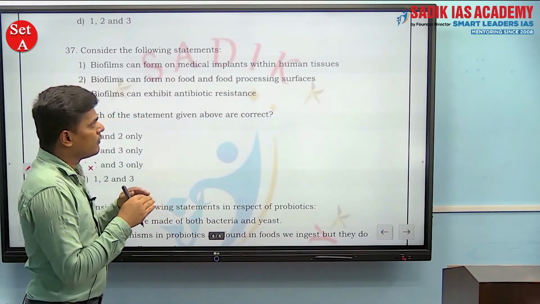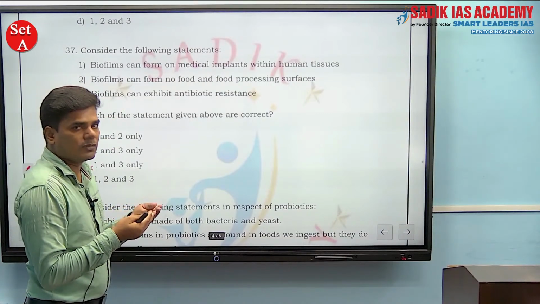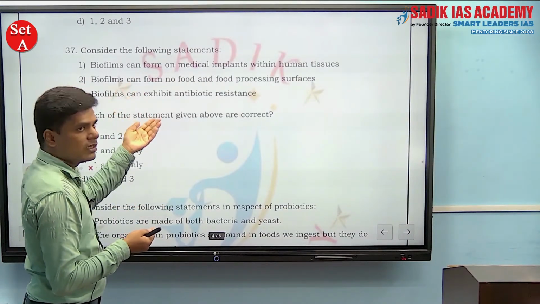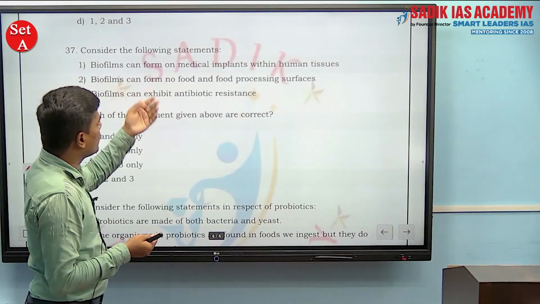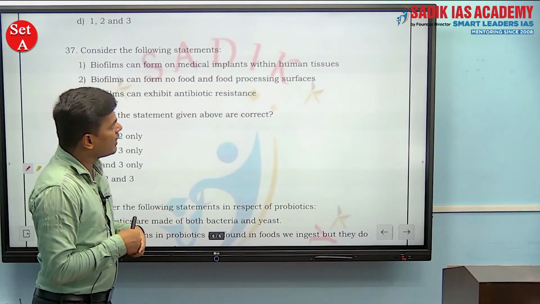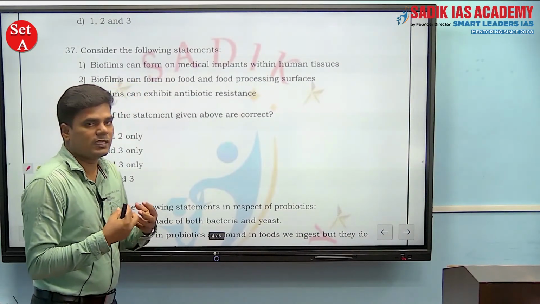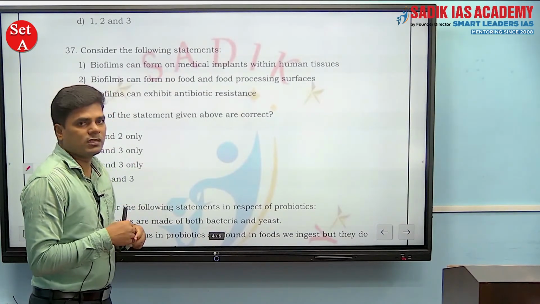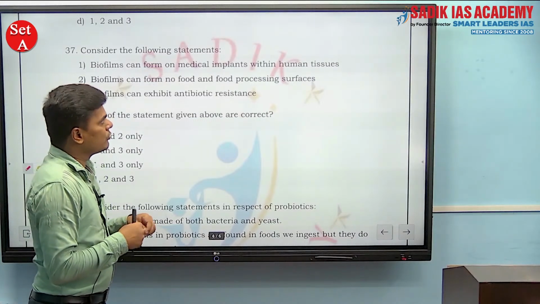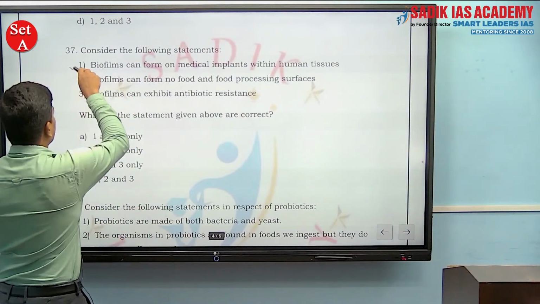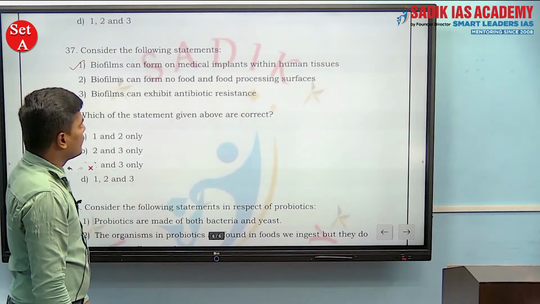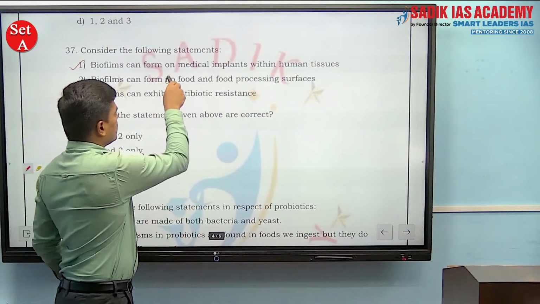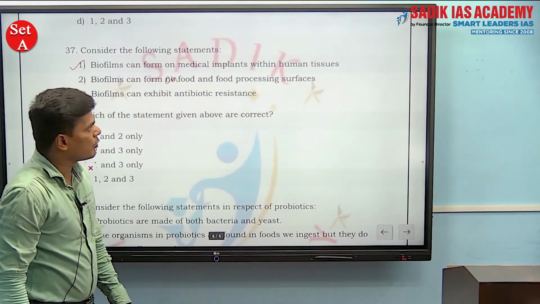Where they can form is the question, and that is what they have given in the statements. Biofilms can form on medical implants within human tissues. Yes, it can be formed on medical implants in the human tissue. So this statement is a correct statement. Biofilms can form on food and food processing surfaces.